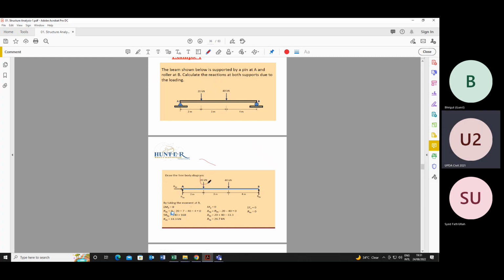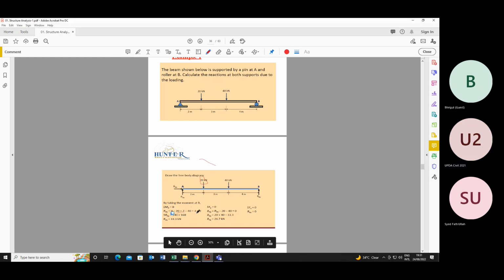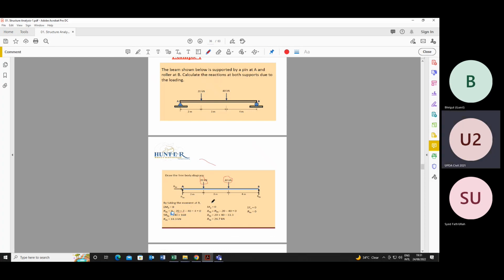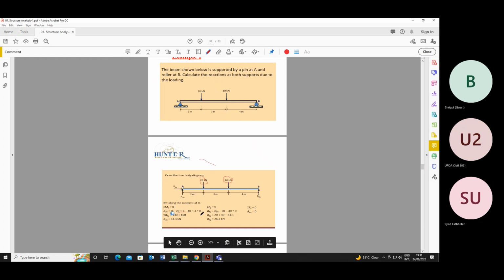Then the next load is 20 kilonewton. This is in the downward direction, so it will be negative. So 20 into the distance between 20 kilonewton and B, which is 7. So it will be 20 into 7 with minus sign. Now let's consider this load, so minus 40 into 4. So this is our equation.